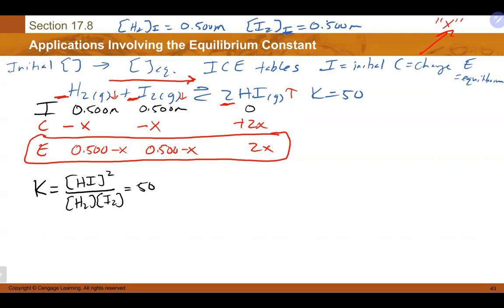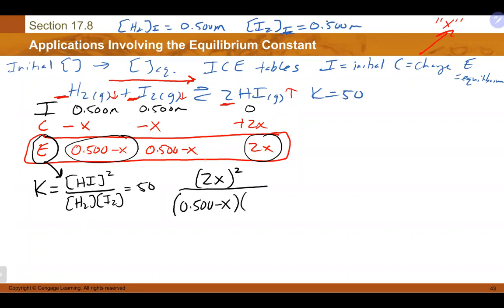To allow us to solve for X, we're going to take our equilibrium line and stick everybody into the appropriate part here. If I did that, up on top I would have 2X that's squared from this guy, divided by 0.5 minus X for this guy, times 0.5 minus X for that guy, and that would all equal 50 at this point.